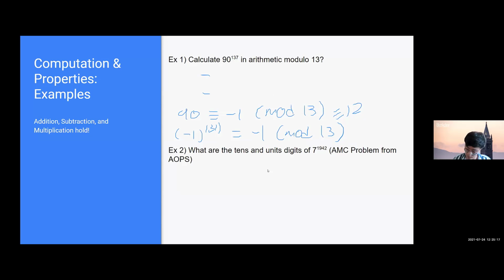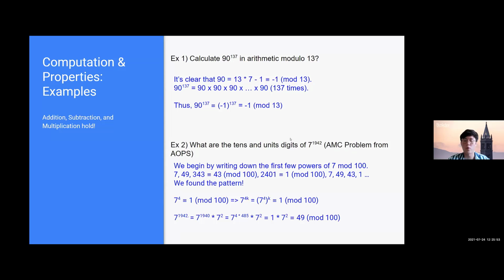Perfect, great job. Let me quickly talk about this one. It is pretty similar, but unlike the first one, you need a bit of pattern matching to solve it. You begin by writing the first few powers of 7. 7 is congruent to 7 mod 100. 7 squared is 49, which is 49 mod 100. 7 cubed is 343, congruent to 43 mod 100. And 7 to the 4th is 2401, which is congruent to 1.